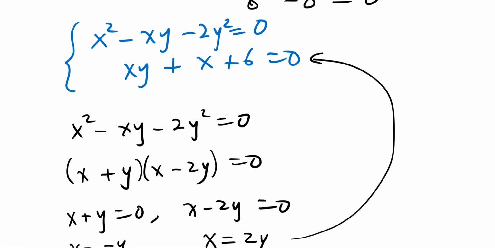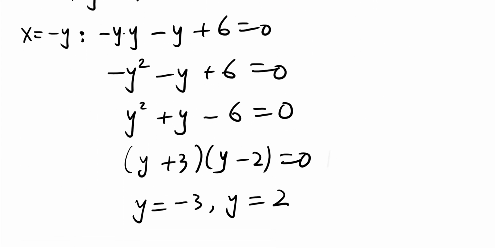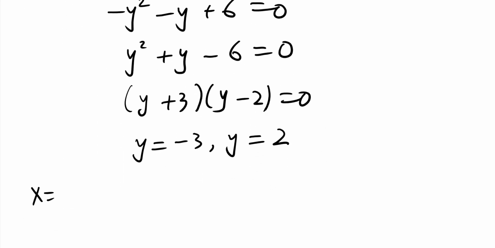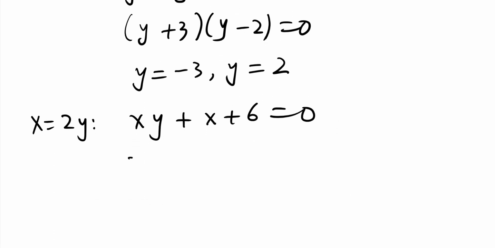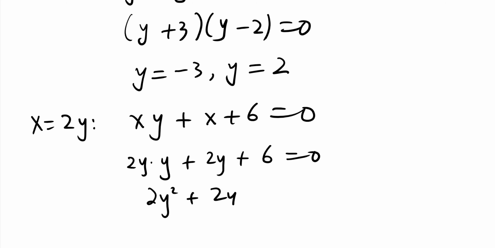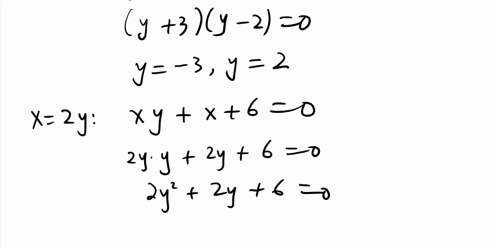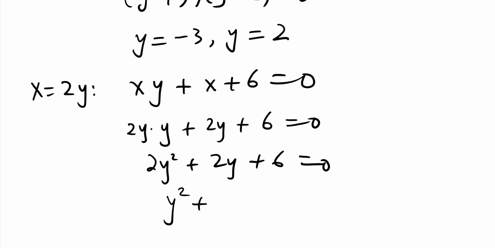Also x equals 2y. So I'm going to substitute into the same equation. x equals 2y, so we have xy plus x plus 6 equals 0. Double check, yes, x is 2y. So 2y times y plus x plus 6 equals 0. Wait, x here is 2y. So we get 2y squared plus 2y plus 6 equals 0. Divide everything by 2: y squared plus y plus 3 equals 0.